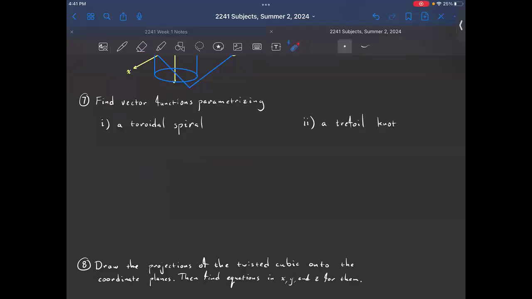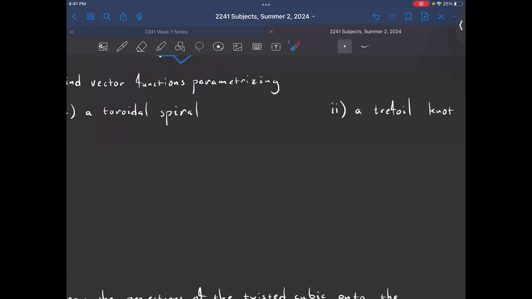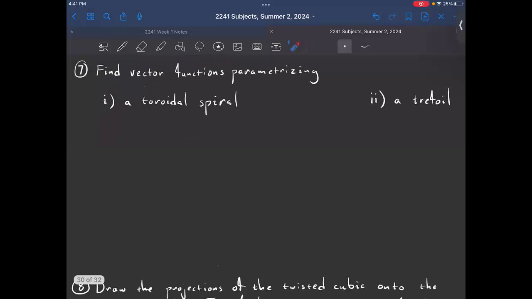All right, so find vector functions parametrizing a toroidal spiral and a trefoil knot. Now, these are relatively hard exercises, but I wanted to walk through them so that you can start to get a little bit of an idea of how more complex parametrizations might work. So a toroidal spiral, we saw a picture of this earlier, kind of goes around a donut in a shape like this.